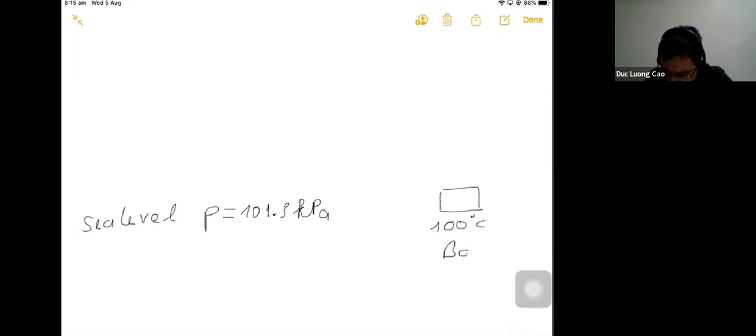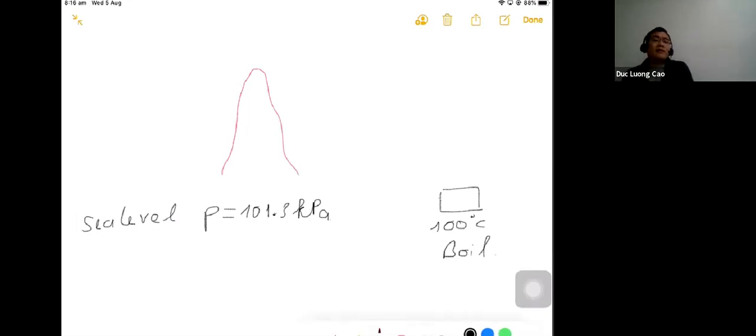Water boils at 100 Celsius. Yeah, this one is very common. When you go to the high mountain, okay, how about pressure? Do you know how the pressure is in the high mountain? This one is P0, this one is P1. How about P1? Higher or smaller than P0? Higher or smaller in the high mountain?